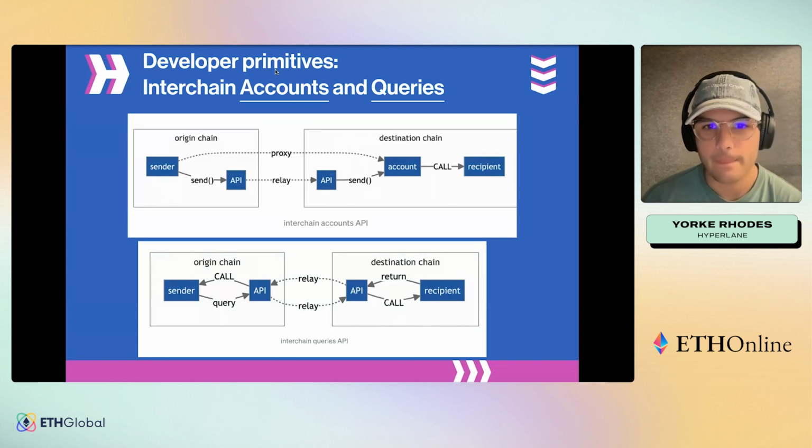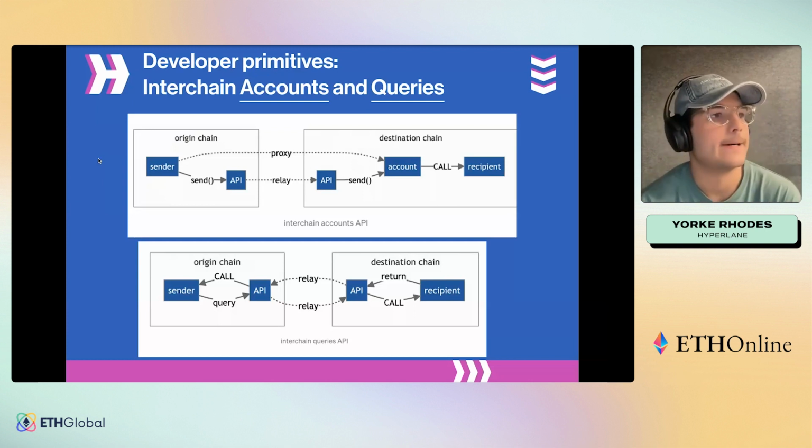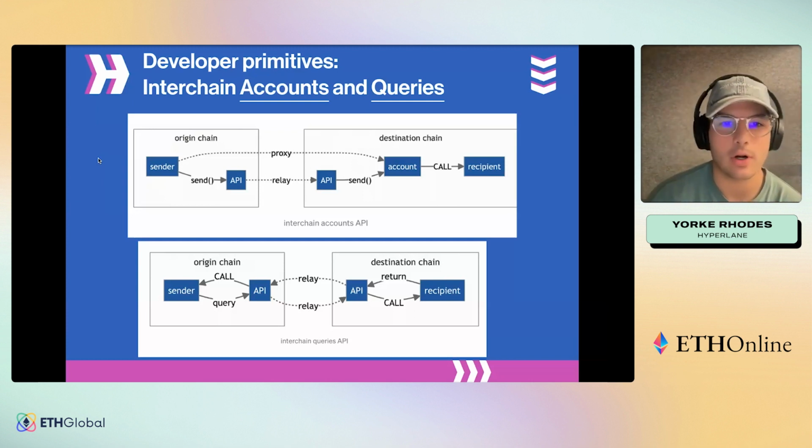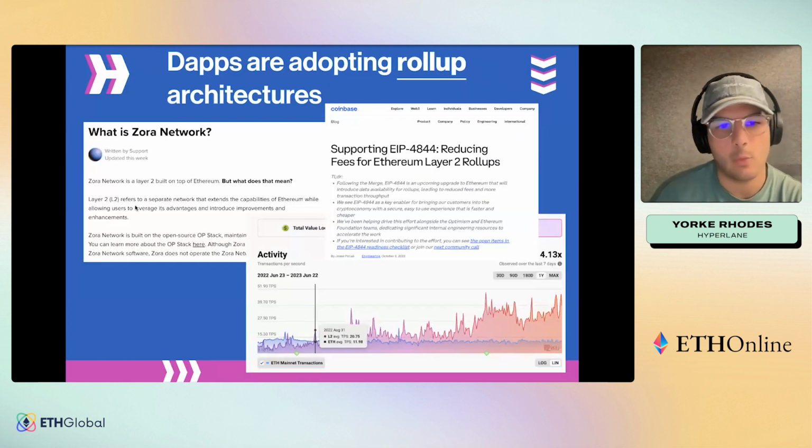So when I say a one-click action, there's been a lot of people talking about how this Zora chain, as an example, right? Zora launched an L2. What does it mean?